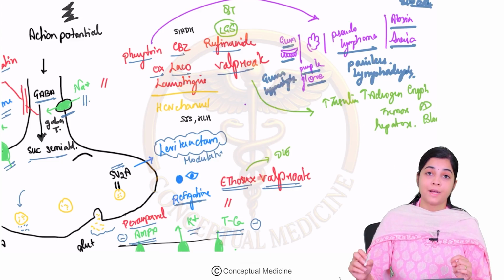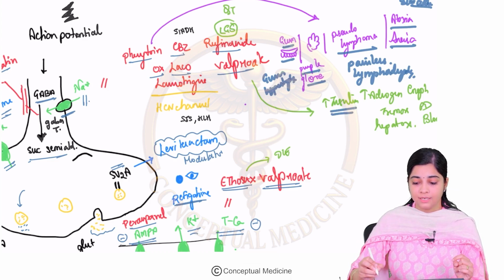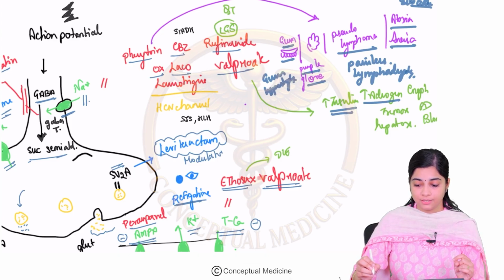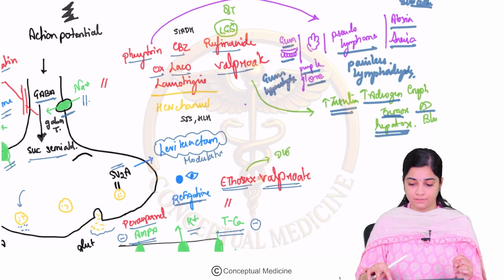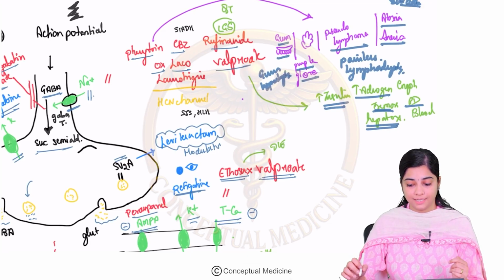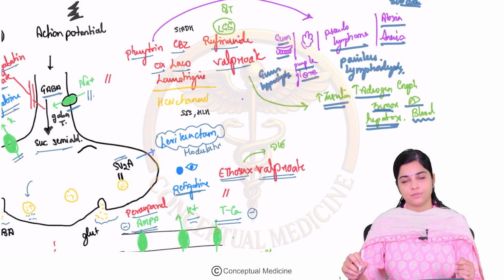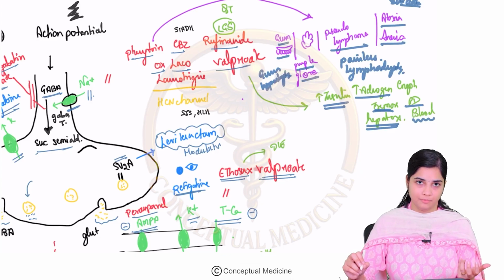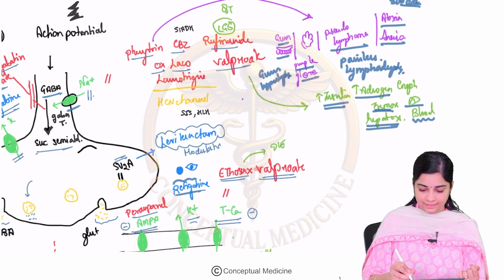Okay, then valproate. What are the side effects of valproate? It causes hyperinsulinism, hyperandrogenism, tremors, hepatotoxicity, and a Parkinson-like disorder. Apart from that, it can also cause blood dyscrasias because of bone marrow suppression. Fine? Okay. Now, what about retigabine?